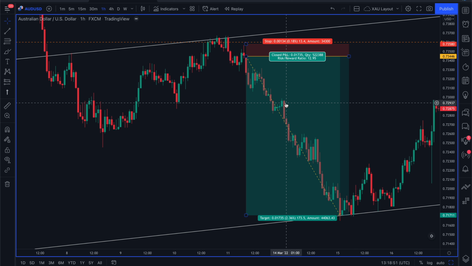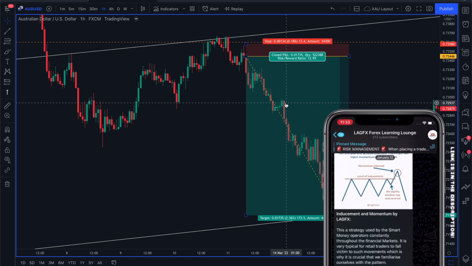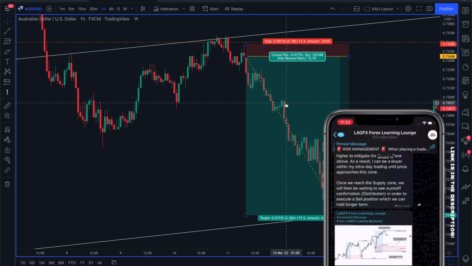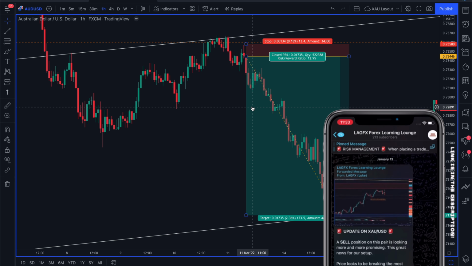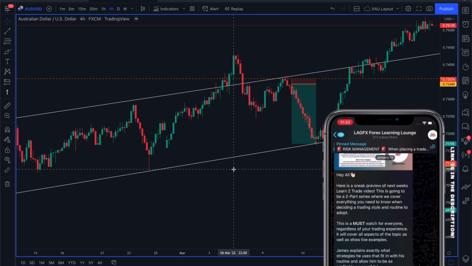So we had a lovely 13 pip stop loss to 173 take profit. That gives us a brilliant return of a 1 to 13. Now, if you are risking 2% of your equity per trade, this is a 26% return on this one position. And we can see that this was achieved over the course of 4 days. Now that right there is just one benefit of drawing out these channels.